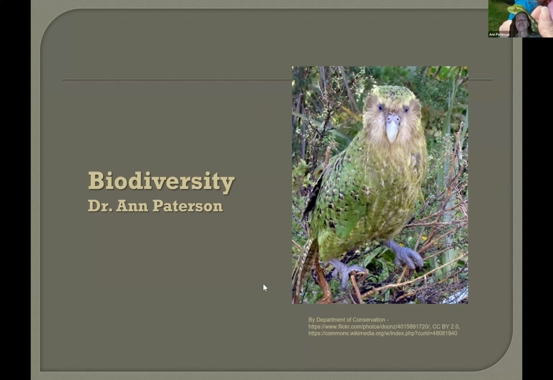But anyway, so I'm going to talk about biodiversity. I'm starting with this picture of a type of bird called a kakapo. And these are just incredibly endangered. There's very few of them remaining in the world, and there's been a huge effort to try to preserve them. And so I'm using them as an example that we'll come back to in just a little bit.